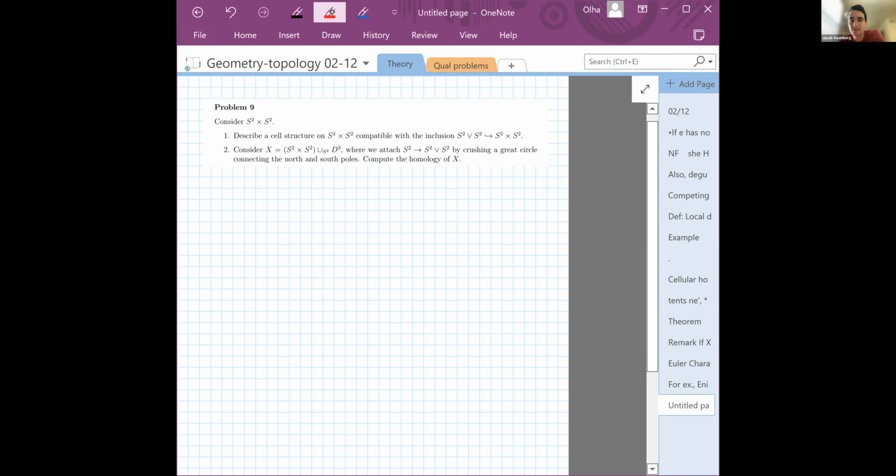I think the hint is just that the cells in the product are going to be products of cells, and the hard part is figuring out what the attaching maps are.